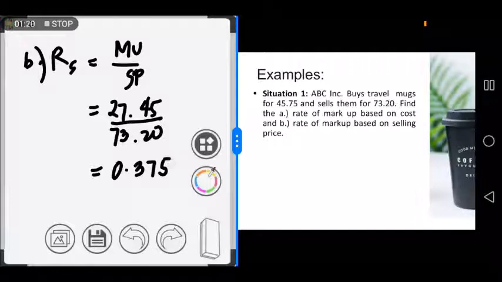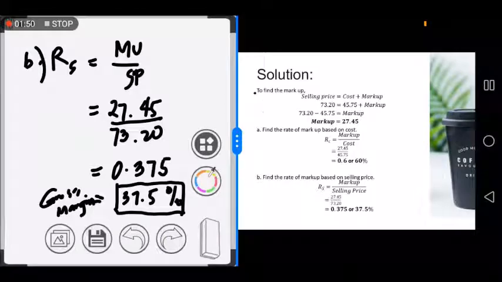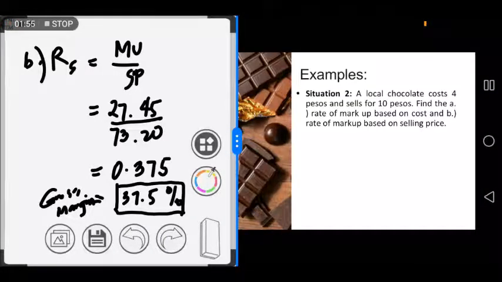Then moving the decimal point 2 places to the right, our answer will be 37.5%. Okay, so if you're asked what our gross margin is, this will also be your answer. So, gross margin. Okay? Next.